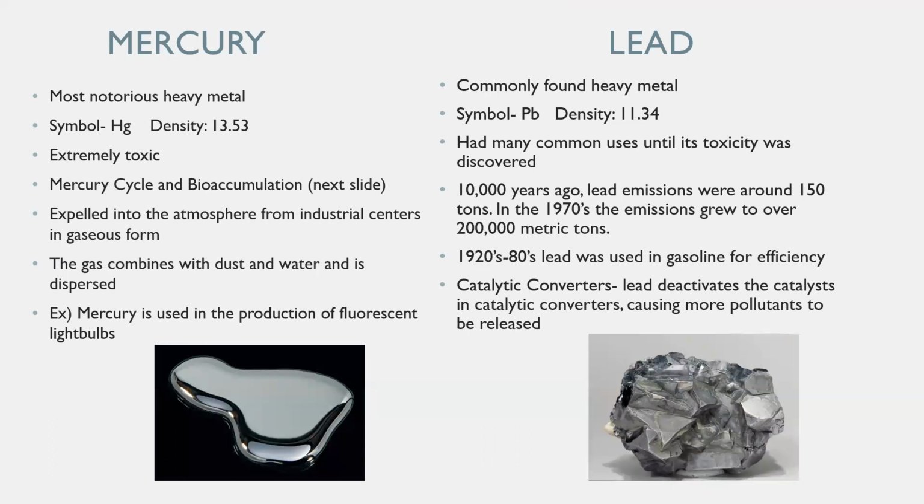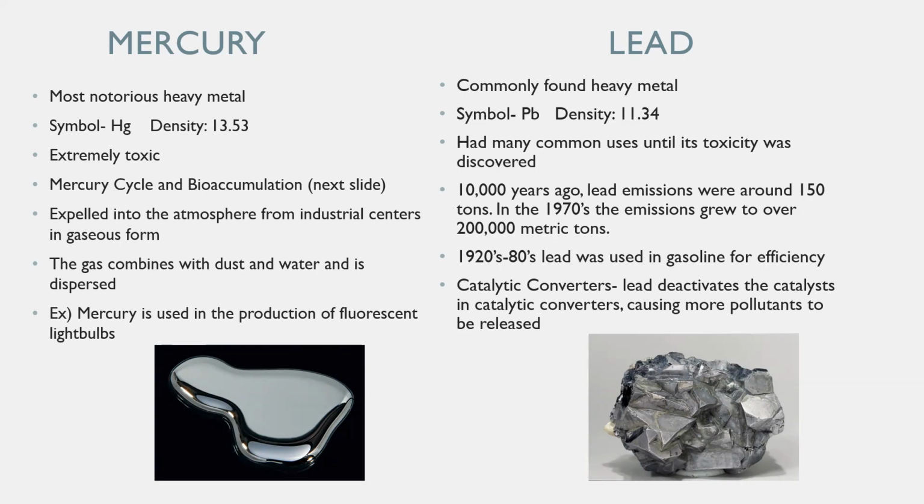Mercury is pretty famous, symbol Hg, density as we talked about earlier, 13.53. It's extremely toxic, and it's distributed through our environment through the mercury cycle and bioaccumulation, which I'll talk about on the next slide. It's expelled into the atmosphere from industrial centers, usually in gaseous form. The gas combines with dust and water and is dispersed all over our globe. Mercury is used in the production of fluorescent light bulbs.